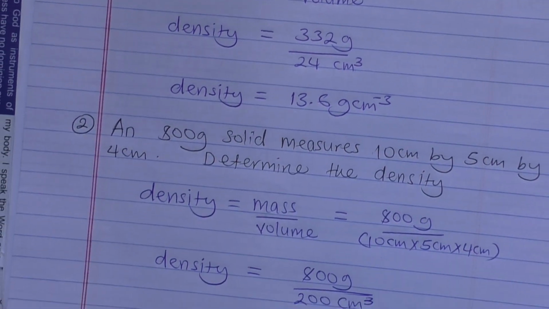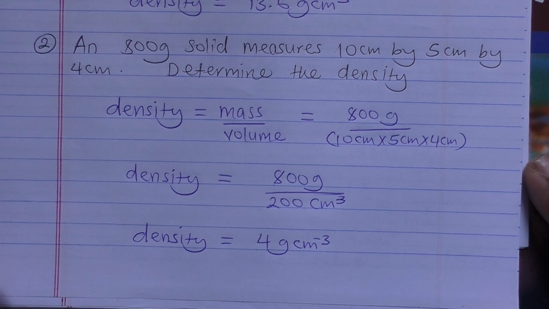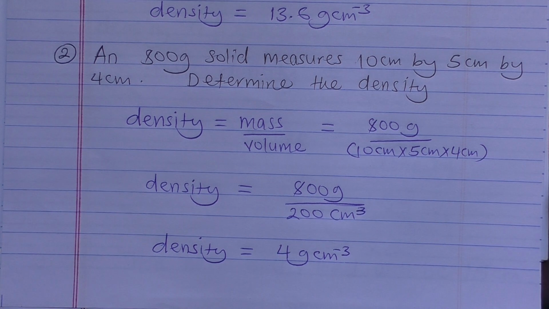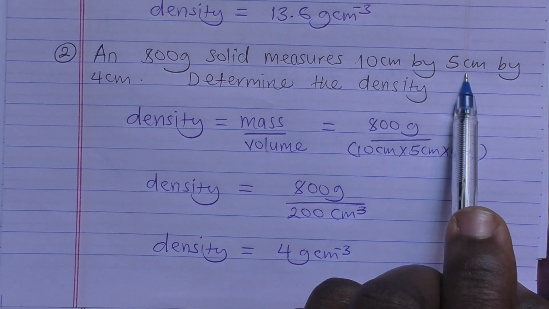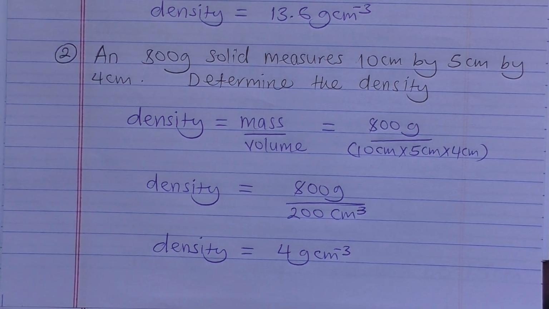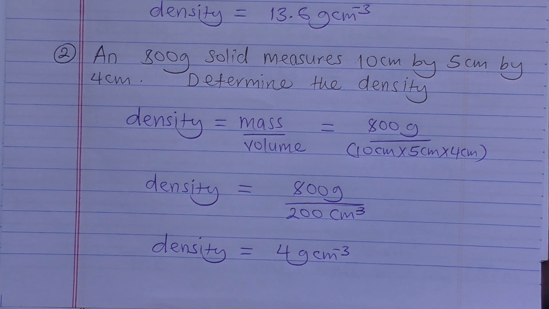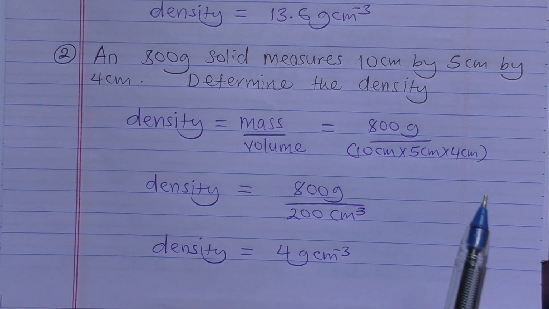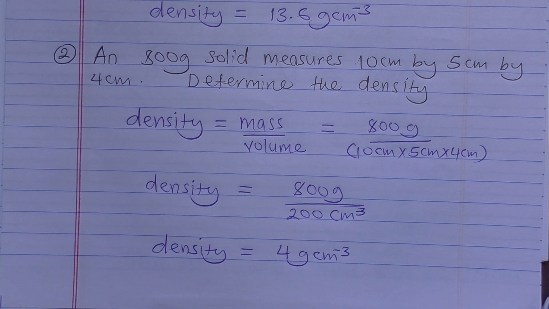In our example 2, we are given the mass of the solid and the dimensions of the solid. Assuming this is a regular solid whose dimensions are given as 10 centimeters by 5 centimeters by 4 centimeters. For us to get density, we must have the mass and the volume. We are given the mass, but we are not given the volume. However, we are instead given the dimensions. So we shall use the dimensions to get the volume.